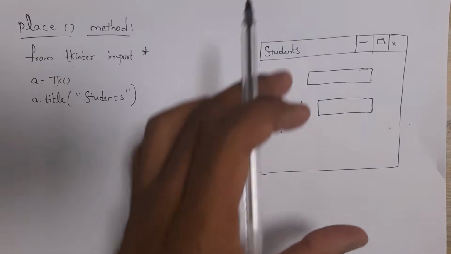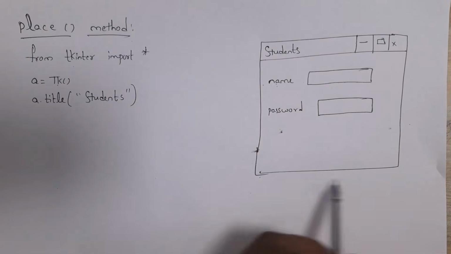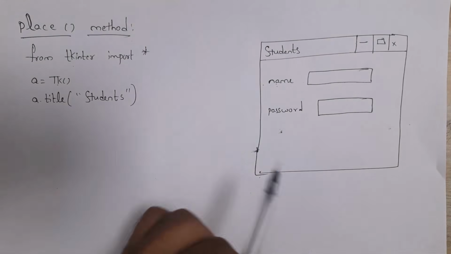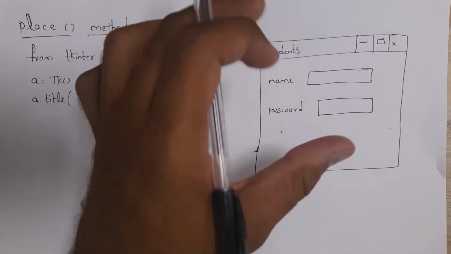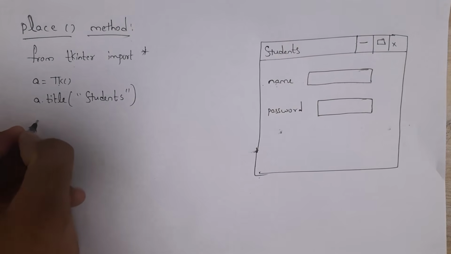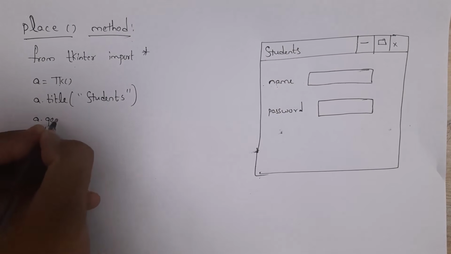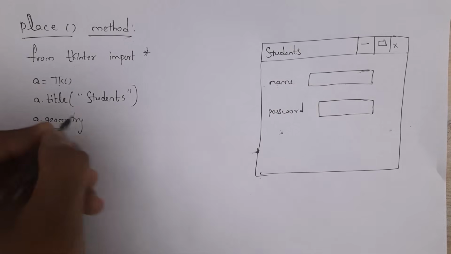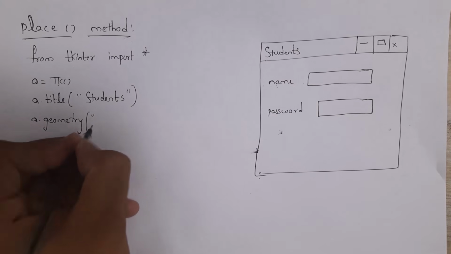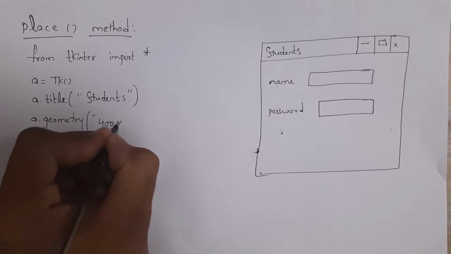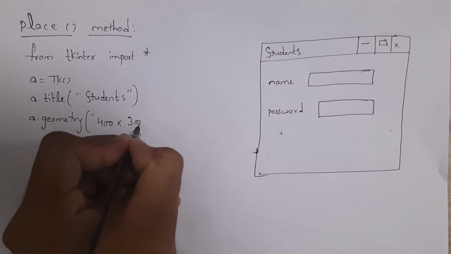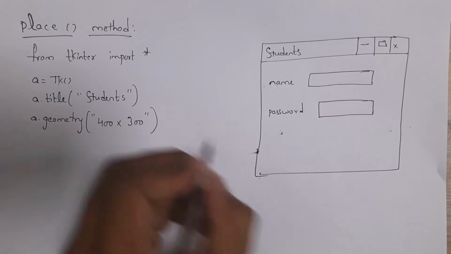Similarly, next I want to give this window size as width 400 and height 300. So just write here a.geometry method. Inside this geometry, I am giving width as 400, small x, and height as 300. Double quotations close and close bracket.